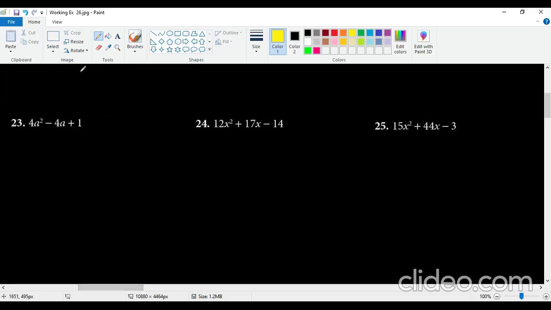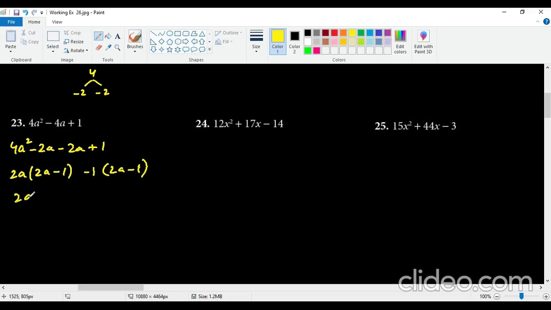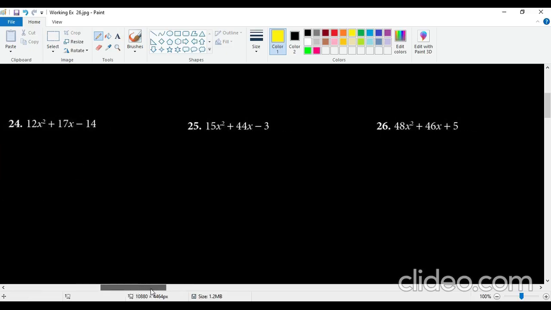I know very well 4 times 1 is a 4, and minus 2 and minus 2 is going to give us a minus 4. So I will write 4a square minus 2a plus 1, because 2 times 2 is a 4, and minus 2 gives you a minus 4. So in here 2a is common, so multiply by 2a minus 1, and 2a minus 1 will be written again, and you have 2a already, and you have minus 1 needed, so multiply by minus 1. So 2a minus 1 and 2a minus 1 are the two factors to give you 4a square minus 4a plus 1. Moving on to question number 24.